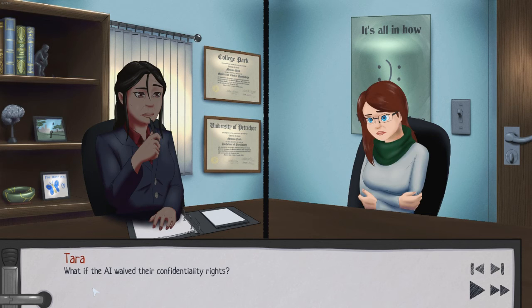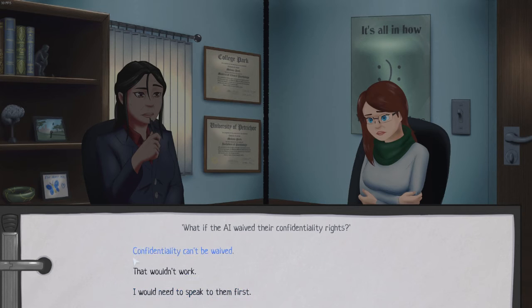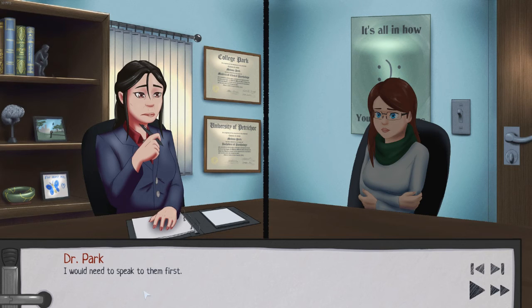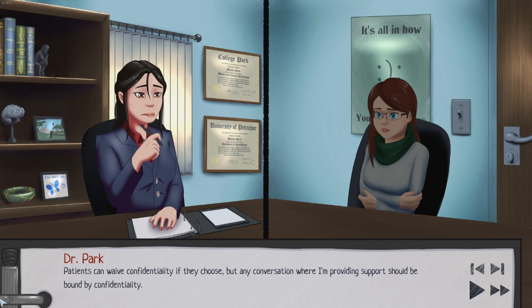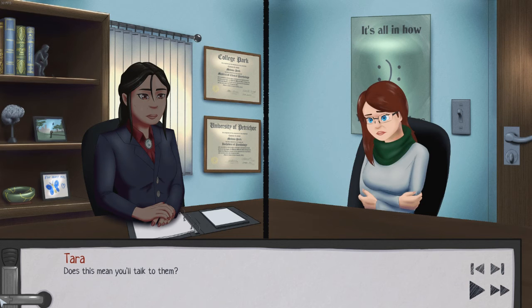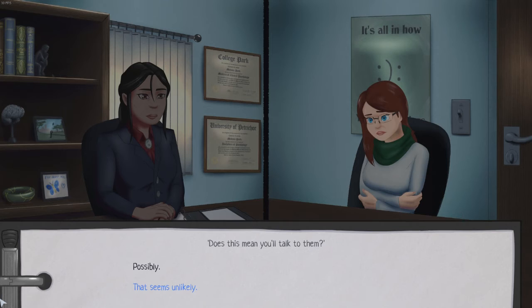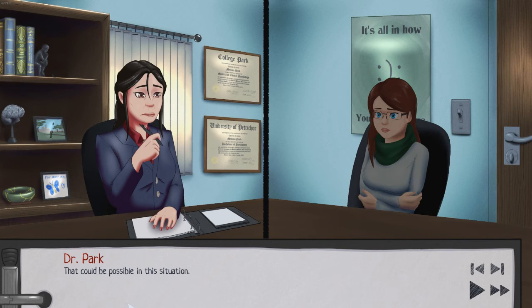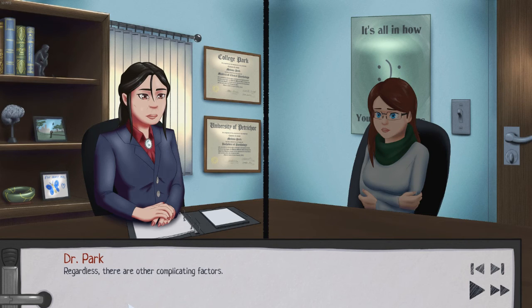What if the AI waived their confidentiality rights? I would need to speak to them first. Patients can waive confidentiality if they choose, but any conversation where I'm providing support should be bound by confidentiality. Does that mean you'll talk to them? That could be possible in this situation. Regardless, there are other complicating factors. Like what?